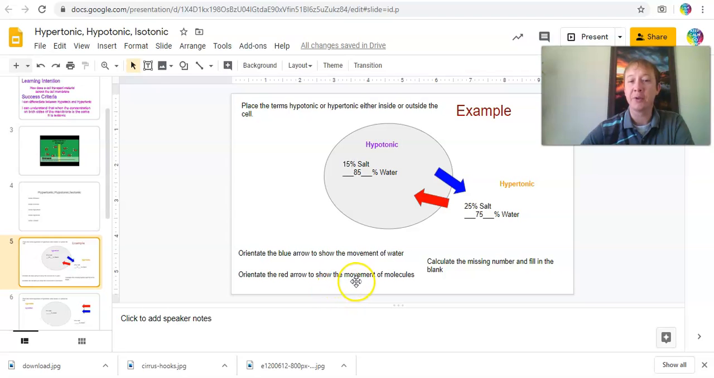The red arrow then shows the movement of the other molecules. In this case, it's salt. We have salt at 25% to 15%. Again, it's moving from a high concentration to a low concentration. The other thing you have to do is calculate the missing numbers and fill in the blank.